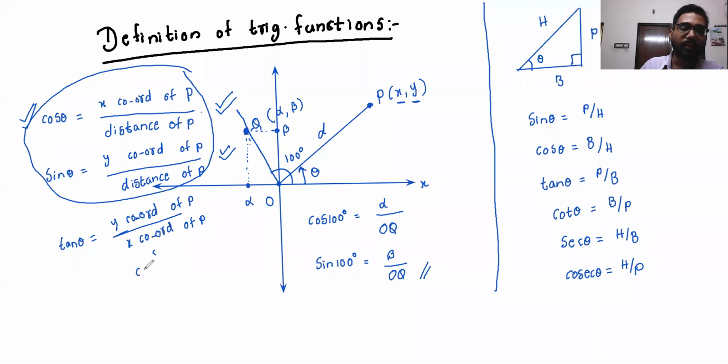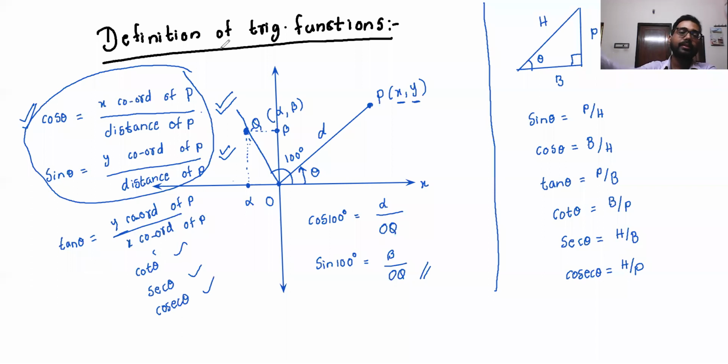Similarly, we can write secant theta and cosecant theta. Secant theta is reciprocal of cos, so distance by x coordinate. Cosecant theta is distance by y coordinate. So this also similarly we can write. So this is the actual definition of trigonometric functions, right?